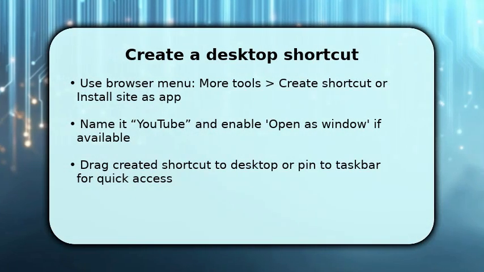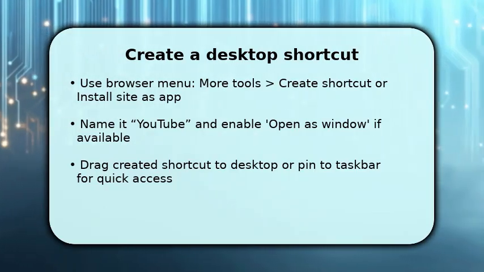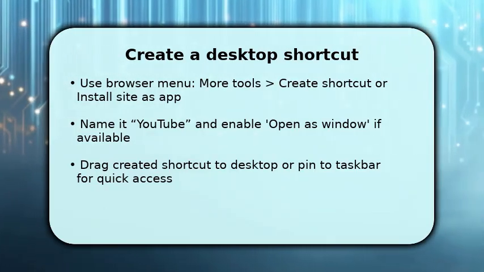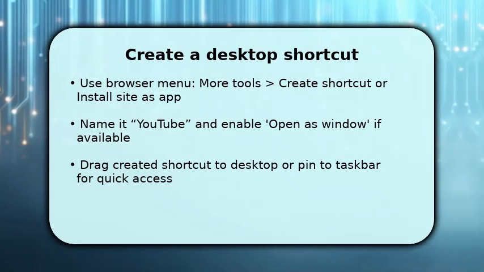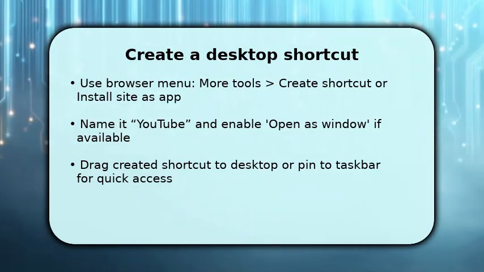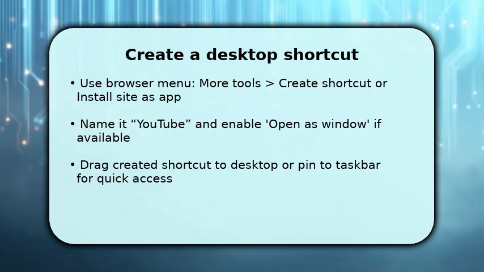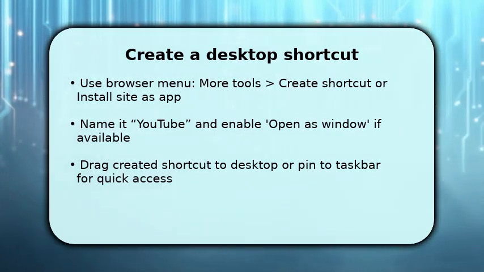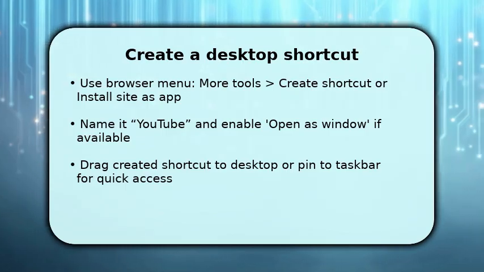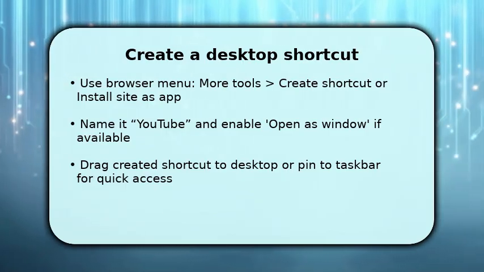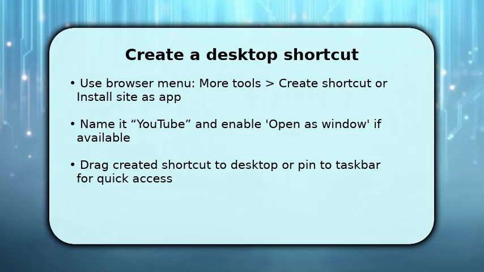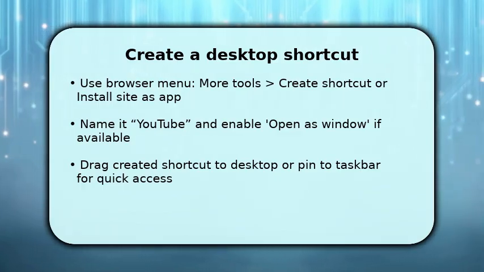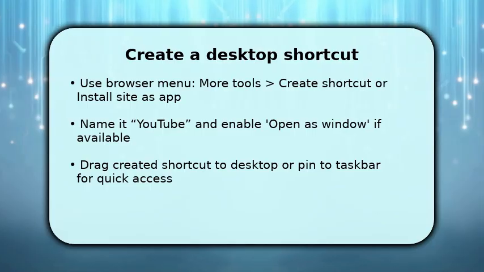Now create the shortcut. In Chrome, choose More Tools, then Create Shortcut. In Edge, pick Apps, then install this site as an app. On Mac, drag the URL to the desktop or use Safari's Add to Dock via Automator. Name the item YouTube and opt to open as a window if you want an app-like experience without tabs. Once created, drag it to the desktop or right-click to pin to the taskbar or dock so you can launch YouTube with one click anytime.